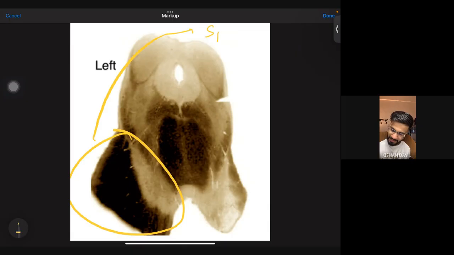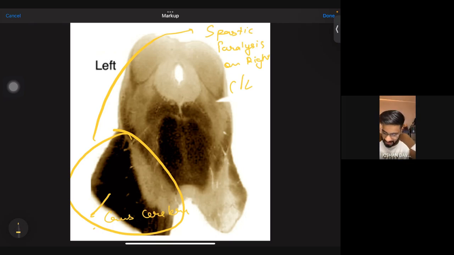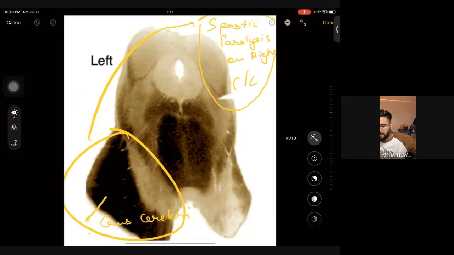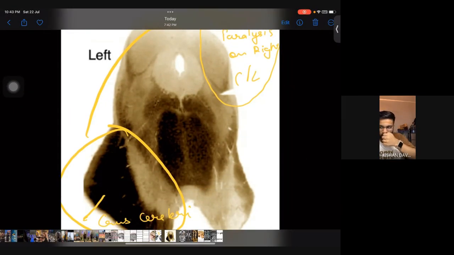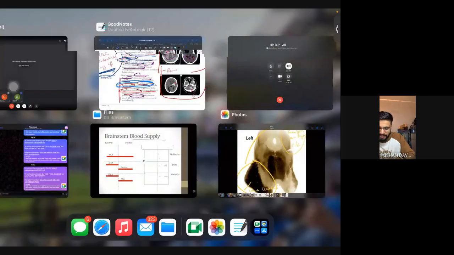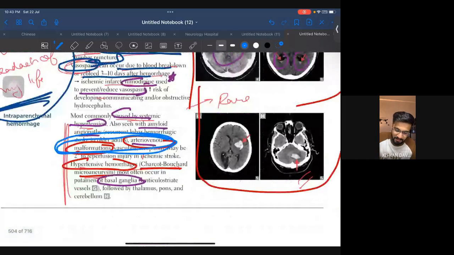So if it is something like this, there will be spastic paralysis on the right. It is contralateral. This region is the crus cerebri. If an image like this comes, or the question says there is an infarct of the crus cerebri, you should know that there will be contralateral spastic paralysis. These are some of the one-liners which are not covered by BNB, not covered by UL, but they have asked in NBME. So with this we are done with hemorrhages also.